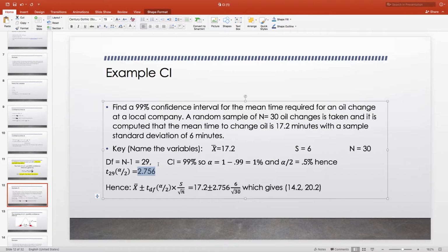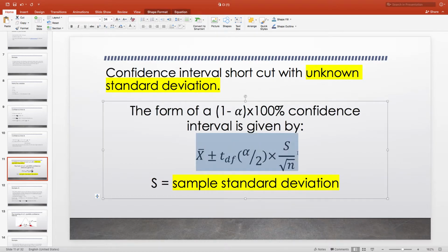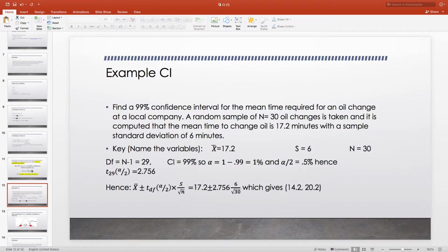So now if I want to calculate a confidence interval, I just need to remember the form of a confidence interval. That's the formula from this last slide. So I just use this and I write that down. I know what x bar is. That's 17.2 minutes plus or minus this 2.756 that comes from the t-distribution, times the sample standard deviation, that's 6, divided by root 30.